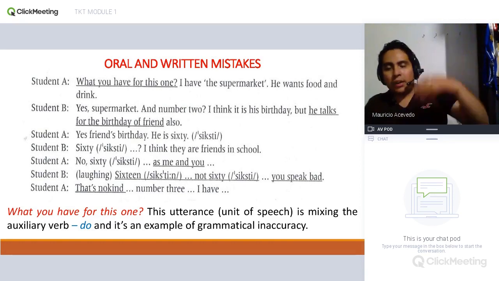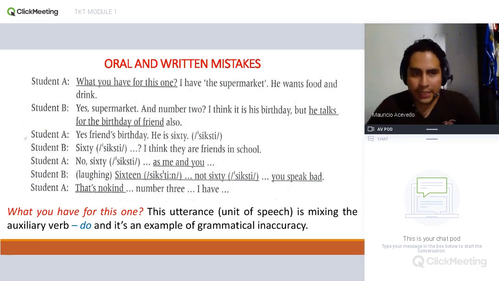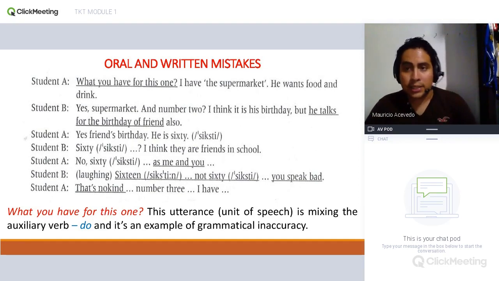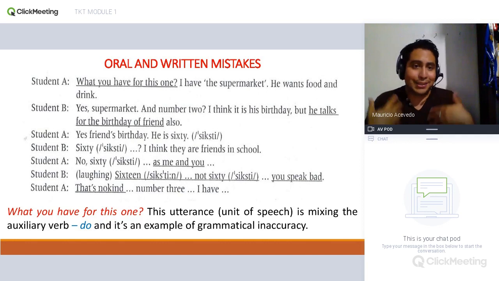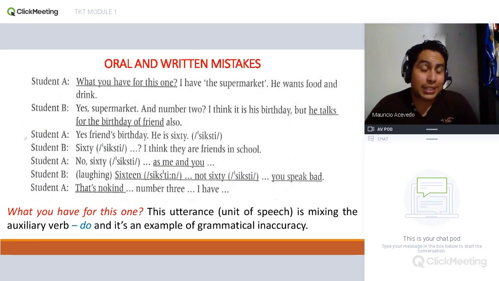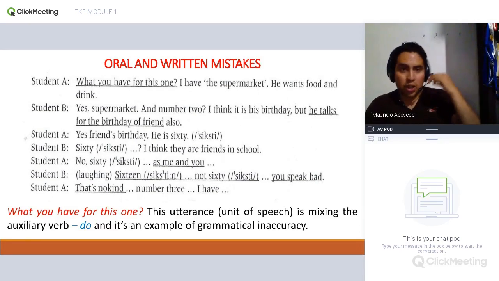Now we know that there are oral and written mistakes. Not all of them are speaking, not all of them are written mistakes. They can be combined, such as in this conversation. They write it and then they say it. So there is a problem here. All right. So for example, it says student A, "What you have for this one?" "I have the supermarket. He wants food and drink." "Yes, supermarket. And number two, I think it is his birthday, but he talks for the birthday of friend also."